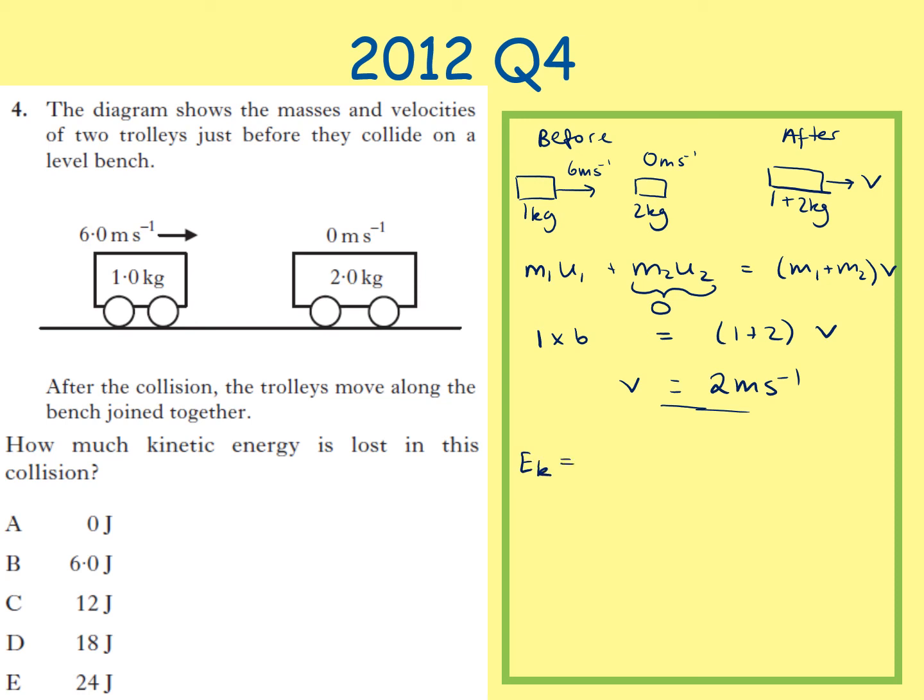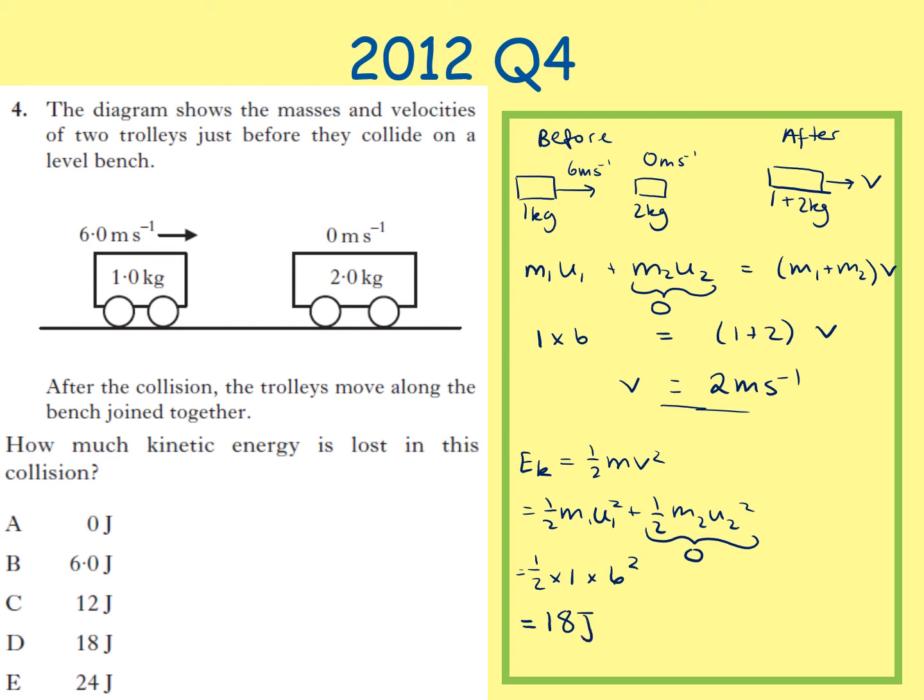So our kinetic energy before is a half mv squared, which is going to be a half m1u1 squared plus a half m2u2 squared. Oh, need to add the squareds on there. But again, the second part of the equation is going to be 0 because our u2 is 0. So we've just got a half times 1 times 6 squared, which is going to equal 18 joules.